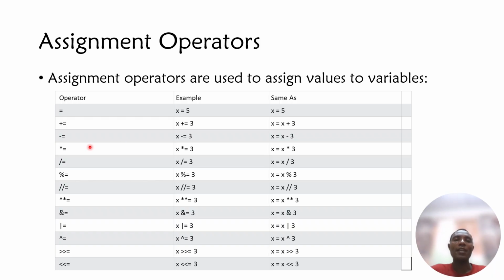These are the assignment operators. So if I have a single equals symbol, we are saying that x is equal to 5. It means now x in its container is carrying 5. This is just the same as x is equal to 5.